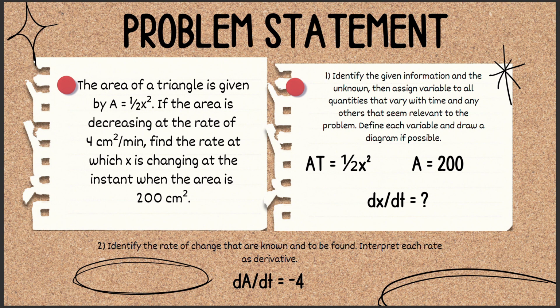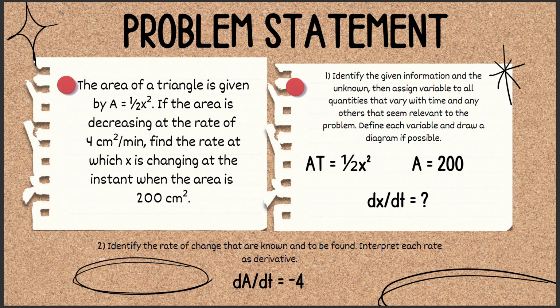Let's go to the next topic. It's about the problem statement. The question is given. The area of a triangle is given by A equal to 1 over 2 x squared. If the area is decreasing at the rate of 4 cm squared per minute, find the rate at which x is changing at the instant when the area is 200 cm squared.